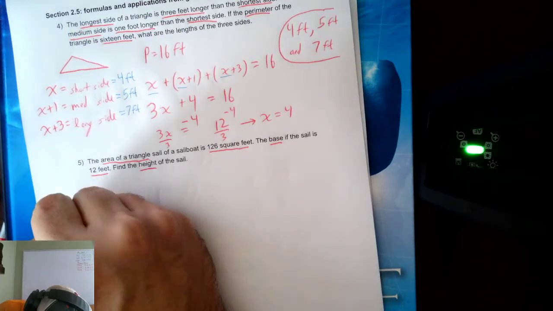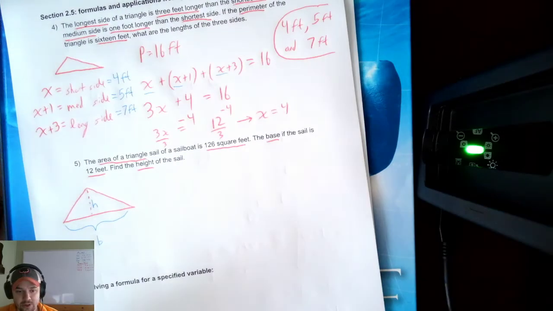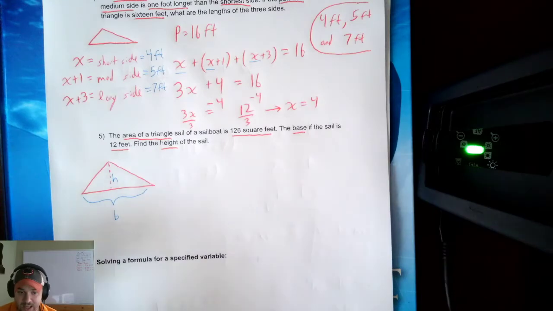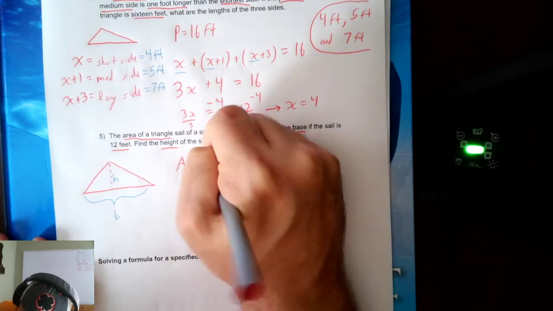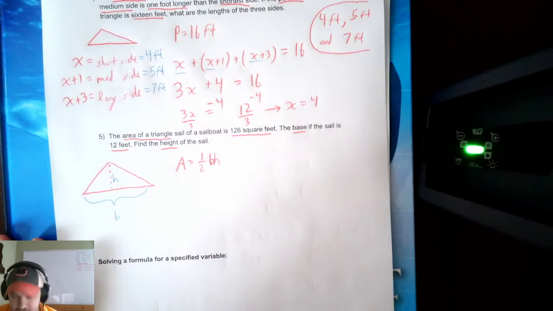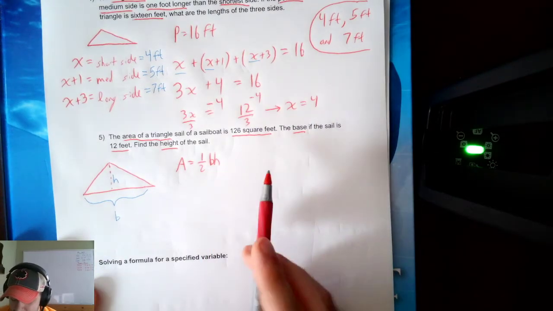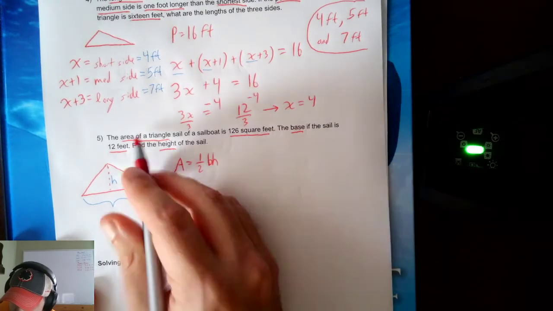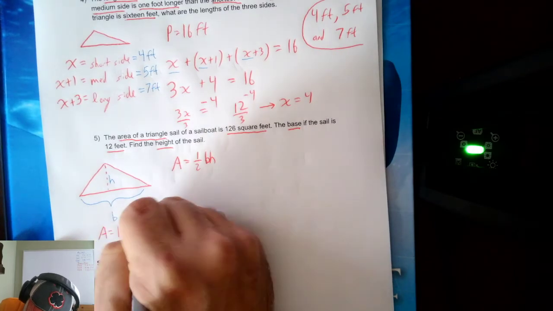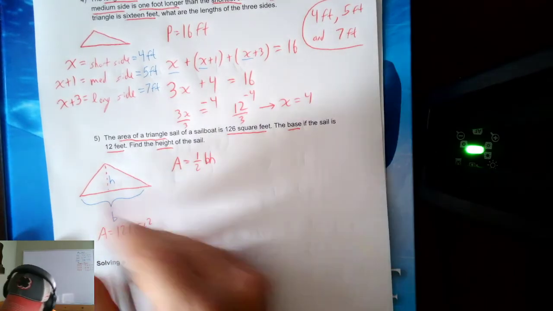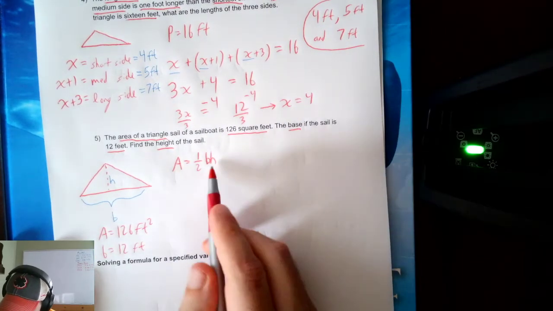They have a base and a height, right? Triangles have a base and a height. And I know some things. I know the area formula of a triangle is 1/2 base times height, right? That's the area formula for a triangle. Now, what values did I know? I knew the area was 126, so I'm going to write area equals 126 feet squared. And the base is 12 feet. So I don't know the h, right?